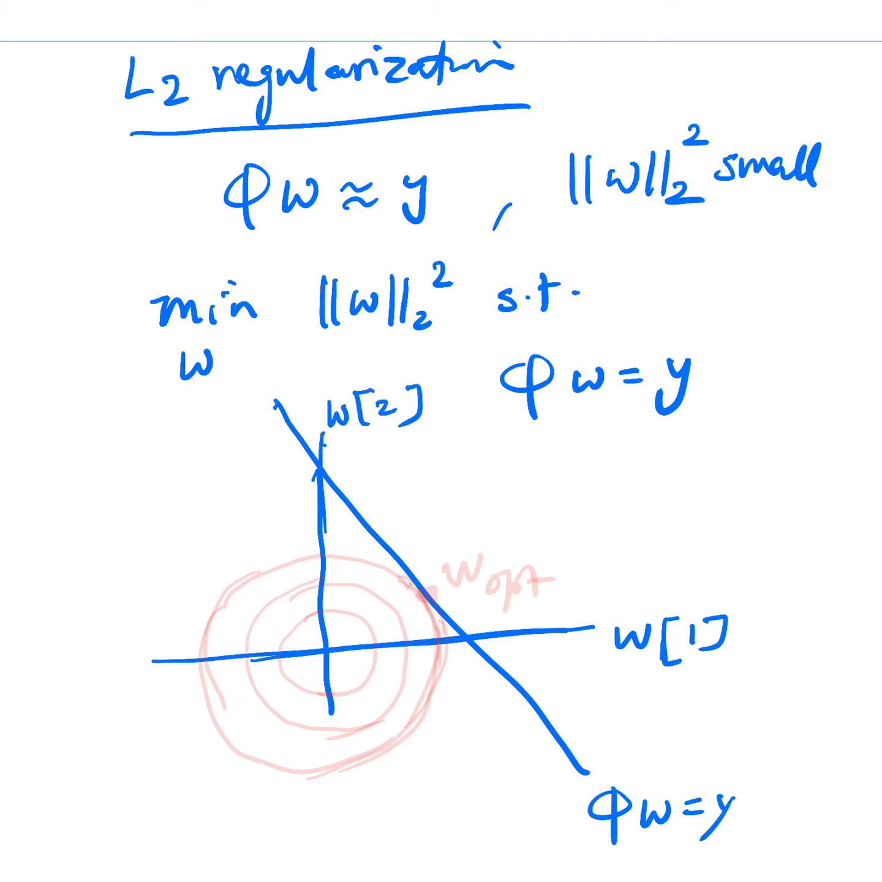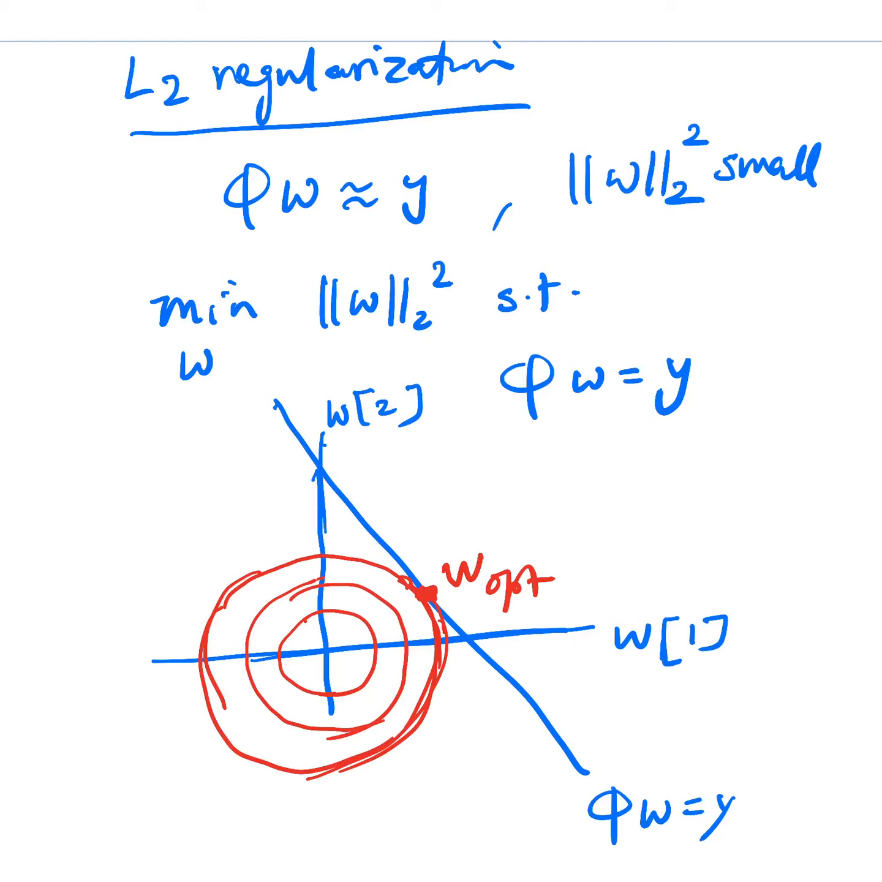And I want to grow a circle until it hits the line. I want the smallest radius circle such that I hit this line. So in this picture, this will be my W opt, which has the smallest L2 norm squared such that I satisfy this constraint.